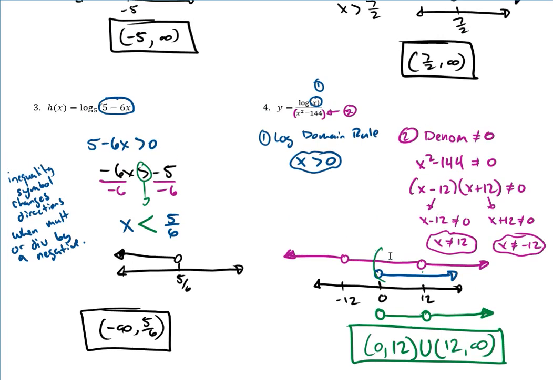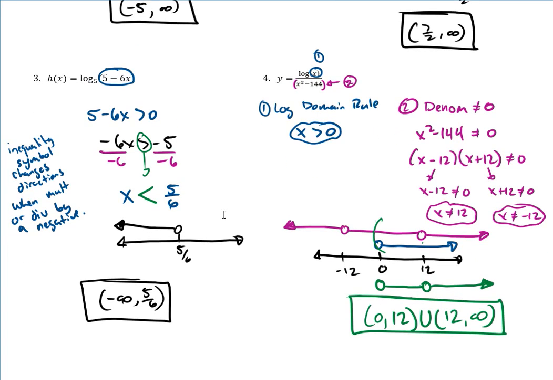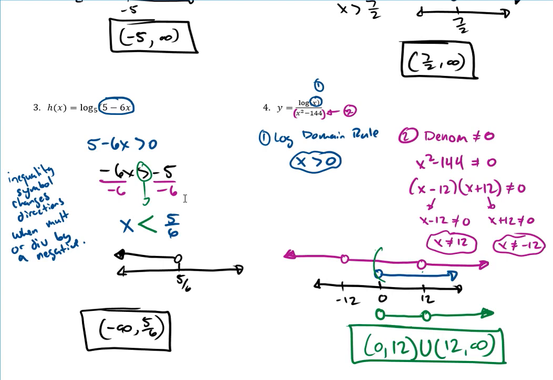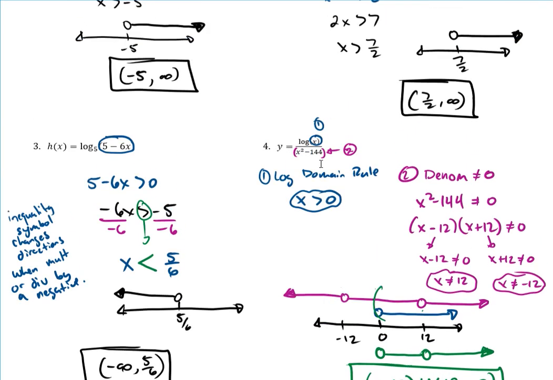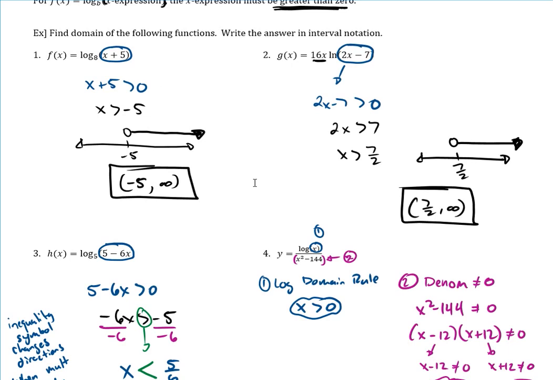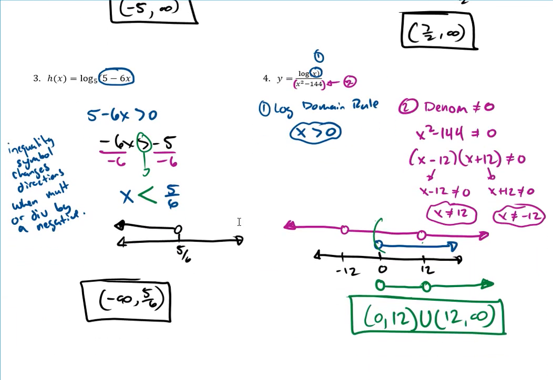All right, but that's that. Okay, so this fourth one is as tricky as it gets. I would just recommend always making that number line. But other than that, remember that the domain of a log expression is just making sure whatever the argument is stays greater than 0. Okay, so that's it.